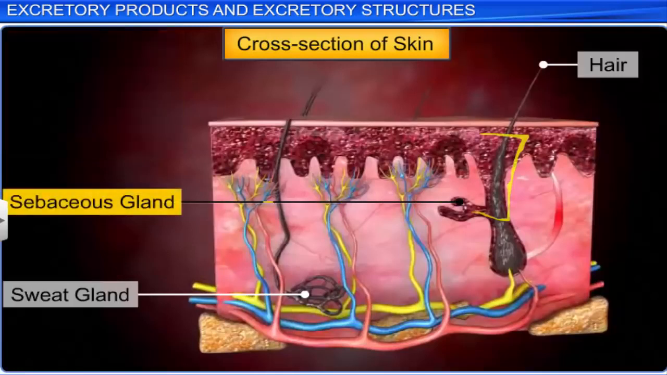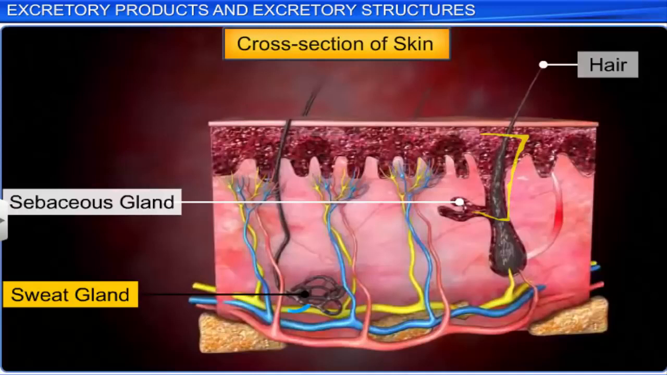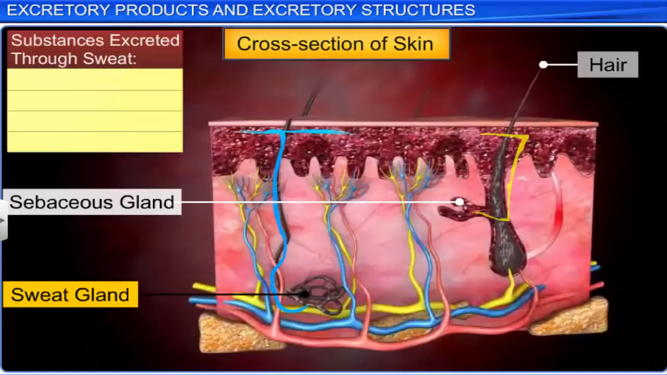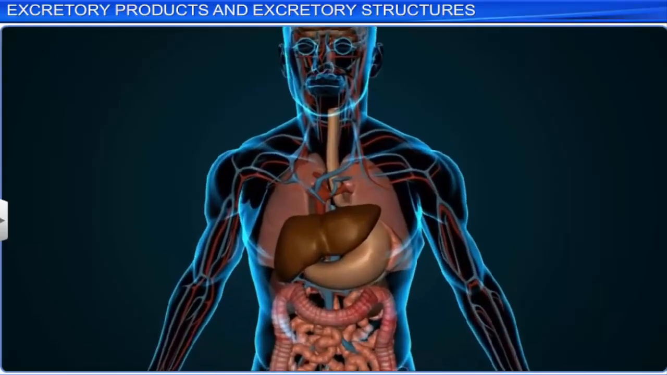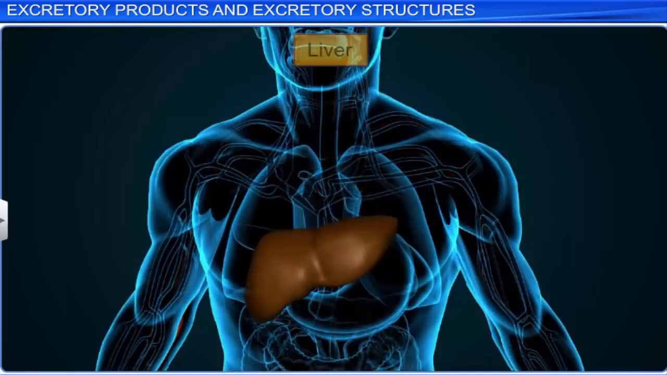Like the sebaceous glands, the sweat glands on our skin also help in the removal of excretory wastes. These glands produce sweat, a watery fluid containing sodium chloride and small amounts of substances such as urea and lactic acid. Moreover, sweat also helps to cool the body's surface. Another organ that plays an important role in excretion is the liver, the largest gland in our body.